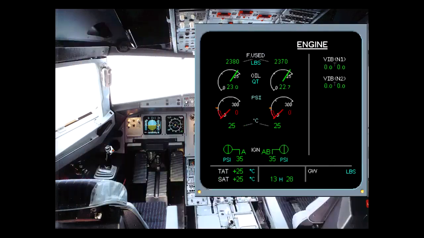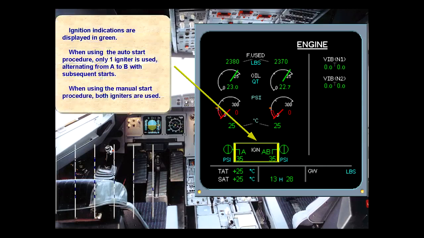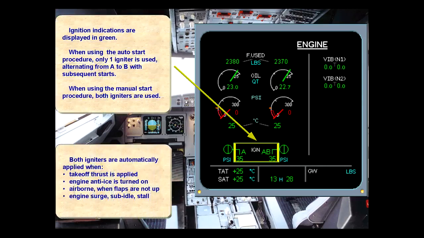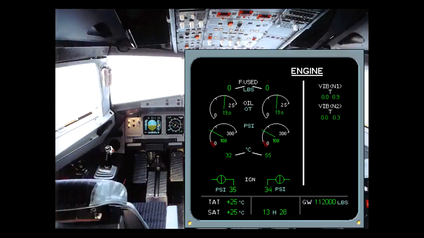Ignition indications are displayed in green. When using the auto start procedure, only one igniter is used, alternating from A to B with subsequent starts. When using the manual start procedure, both igniters are used. Both igniters are automatically applied when takeoff thrust is applied, engine anti-ice is turned on, airborne when flaps are not up, engine surge, sub-idle, stall. Vibration indications are normally displayed in green.